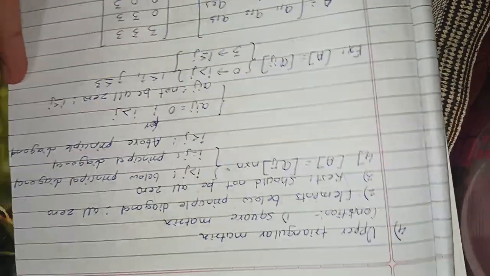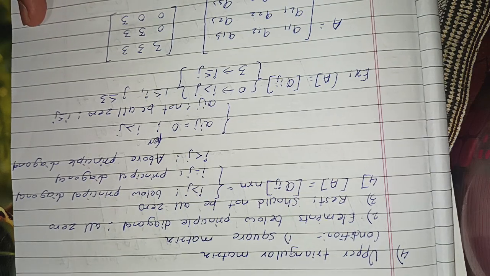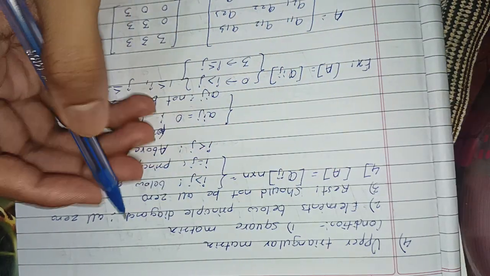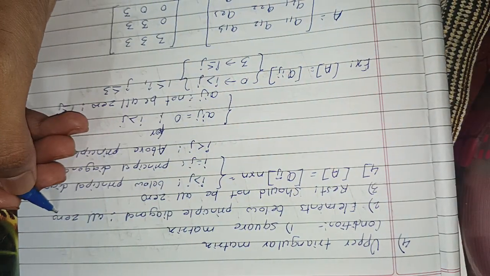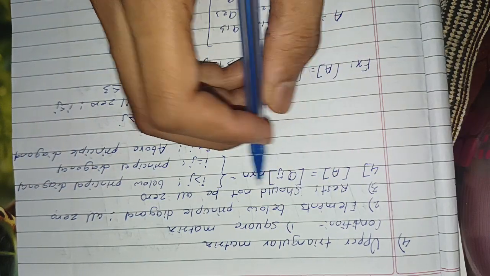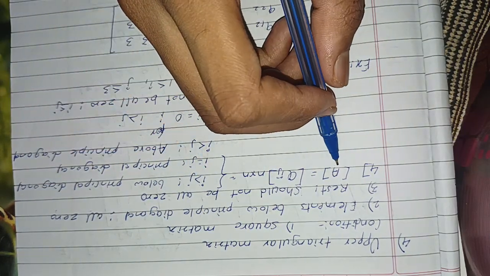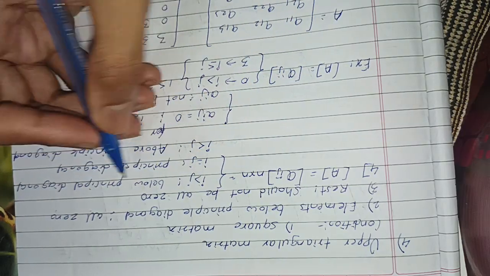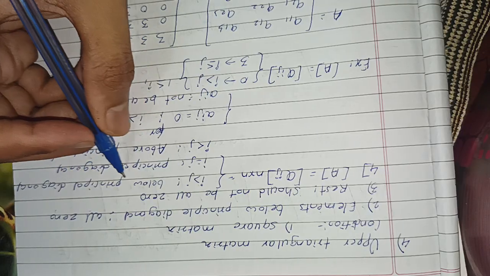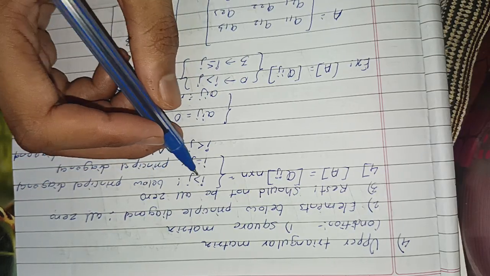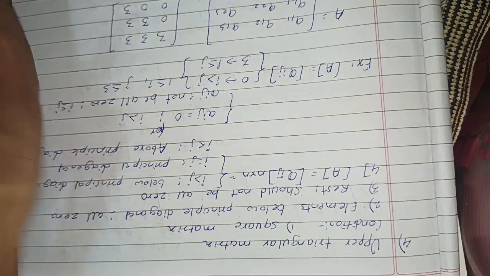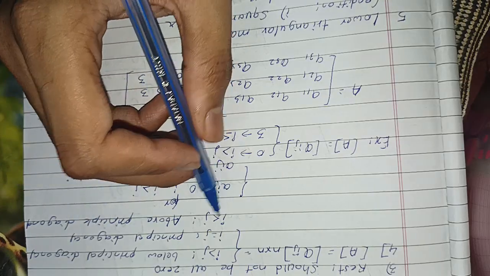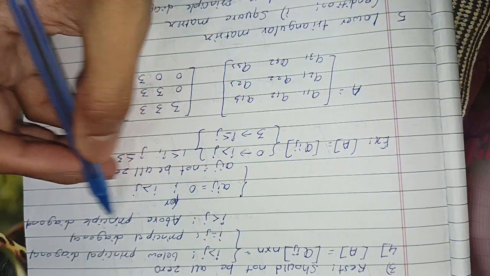Next is the upper triangular matrix. So here the condition is it should be a square matrix. The elements below the principal diagonal should be all 0. The rest should not be all 0. If A is a matrix, Aij, n into n, then i is less than j above the principal diagonal. I is equal to j, this is the principal diagonal. I is less than j, it is above the principal diagonal.